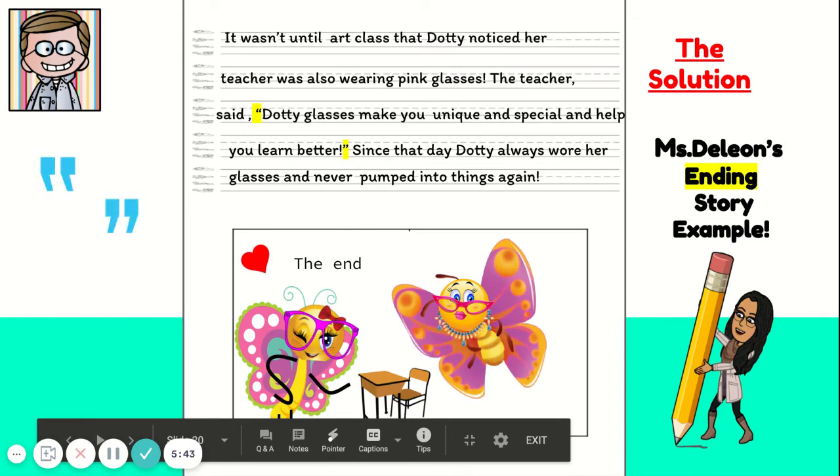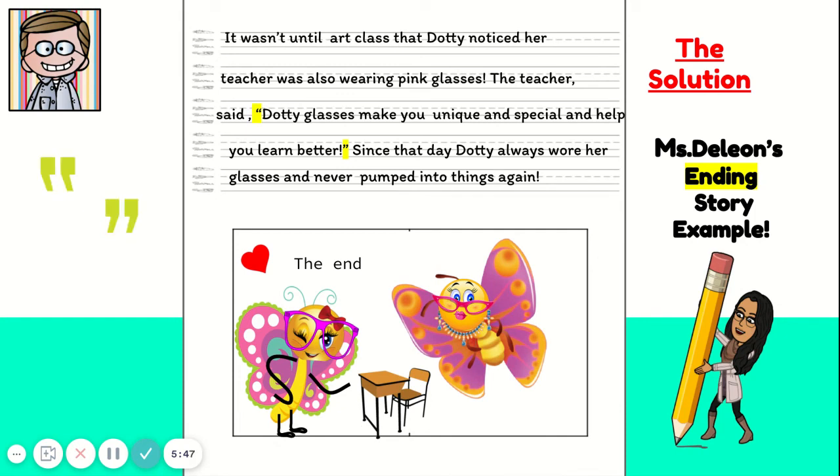Now I'm up to my solution. Today I'm going to go ahead and add quotation marks into the part where a secondary character speaks or even my main character. It wasn't until art class that Dottie noticed her teacher was also wearing pink glasses. The teacher said, "Dottie, glasses make you unique and special and help you learn better." Since that day, Dottie always wore her glasses and never bumped into things again.